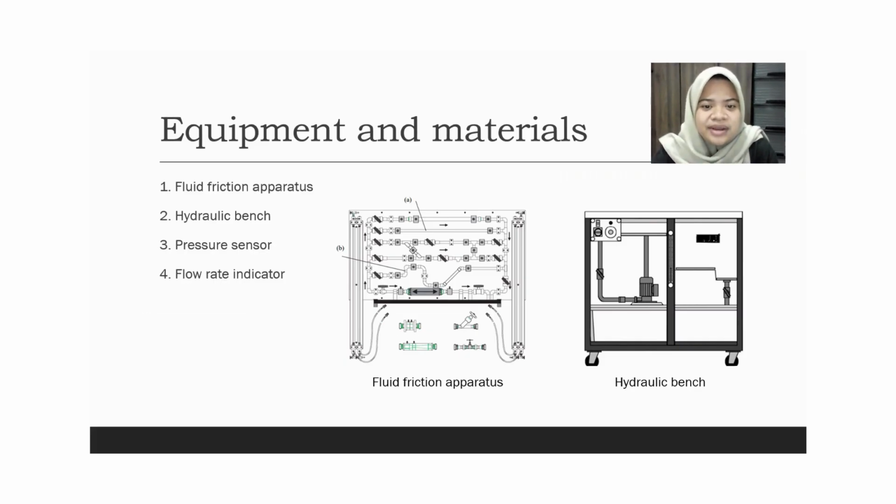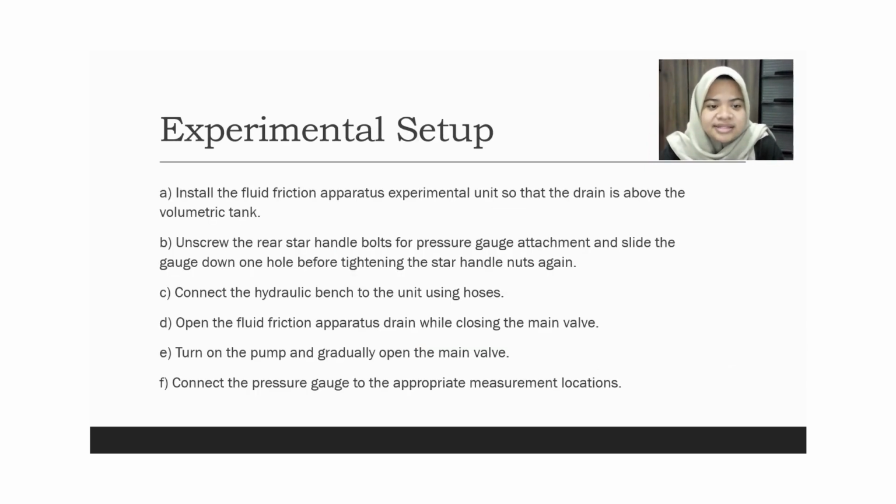Firstly is equipment and materials. We use a fluid friction apparatus, hydraulic bench, pressure sensor and flow rate indicator in this experiment. Next is the experiment setup. First, install the fluid friction apparatus experimental unit so that the drain is above the volumetric tank. Unscrew the rear star handle bolt for the pressure gauge attachment and slide the gauge down one hole before tightening the star handle nut again.